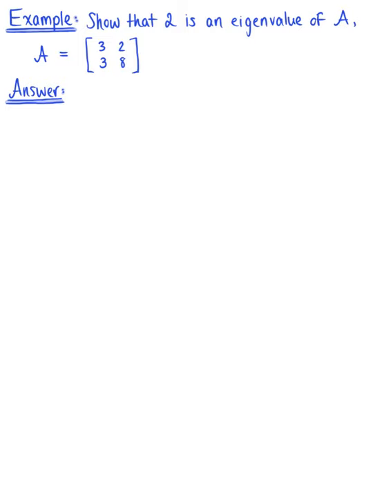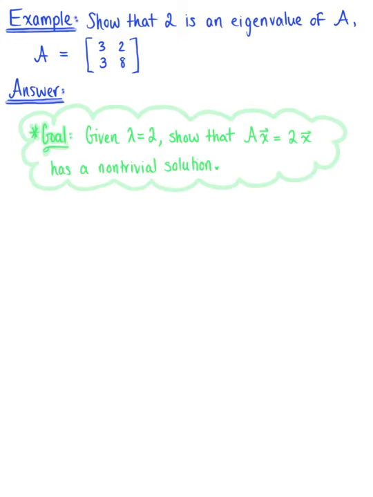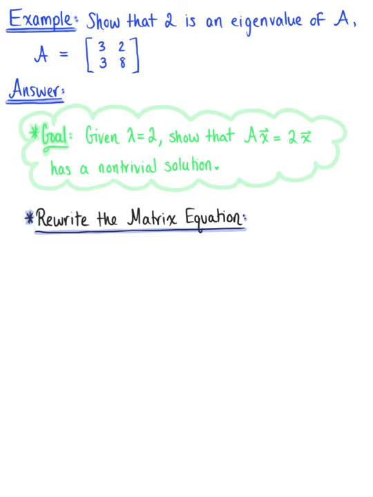Show that 2 is an eigenvalue of matrix A. So our goal here is that given the eigenvalue lambda equals 2, we want to show that matrix A times vector x equals 2 times vector x has a non-trivial solution. To get us started, we need to rewrite this matrix equation into something that we can work with.